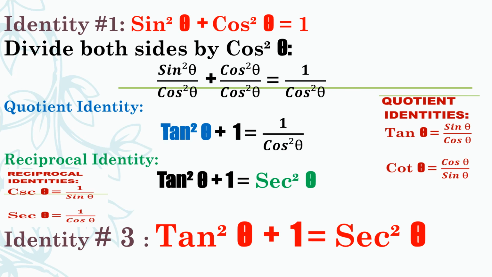So we have the summary. We have three trigonometric identities such as reciprocal identities. What else? Quotient identities. And the last one is the Pythagorean identities.